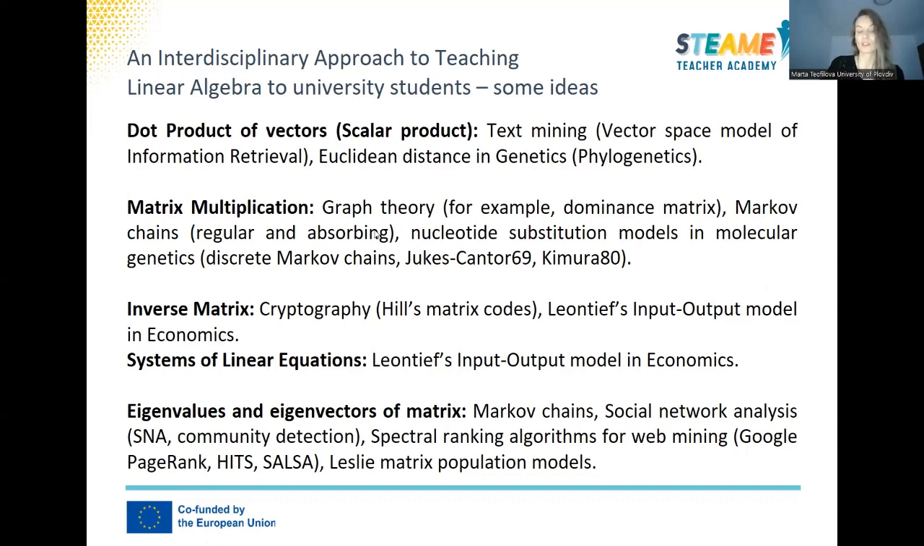When we compute the inverse matrix of a given matrix, I introduce them to Hill cipher matrix codes and the Leontief input-output model in economics. And when we talk about eigenvalues and eigenvectors of a matrix, we talk about the Google PageRank and how Google gives the results of a Google search. We talk about spectral ranking algorithms for web mining.